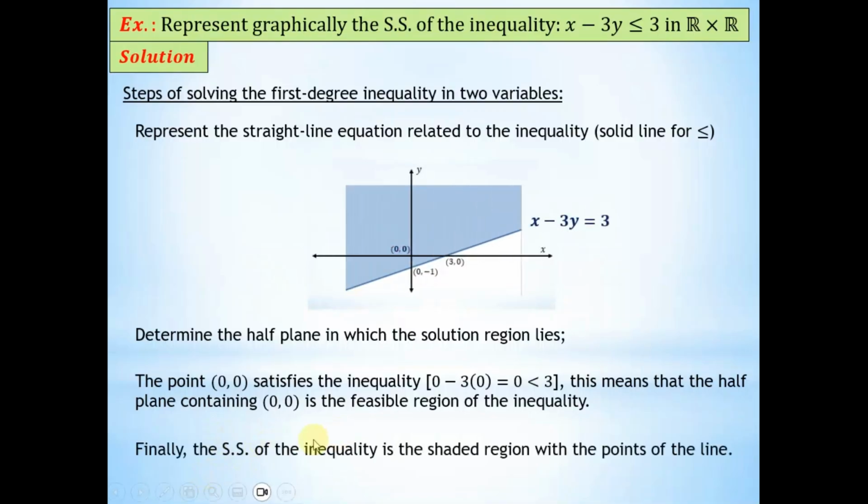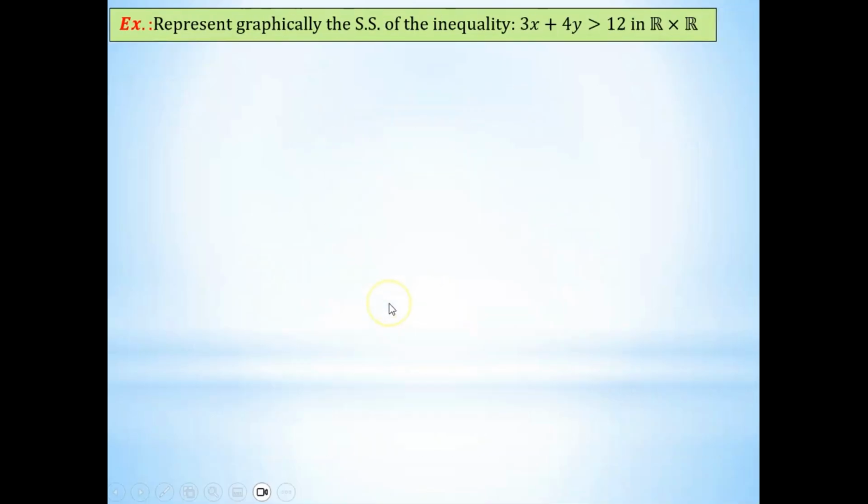Finally, the solution set of the inequality is the shaded region with the points of the line. What does it mean, with the points of the line? Because there is equal here, I draw this line as a solid line. Solid line because I have equal here. If not equal, you have to make it a dashed line. So the shaded region with the solid line is the solution set of the inequality.